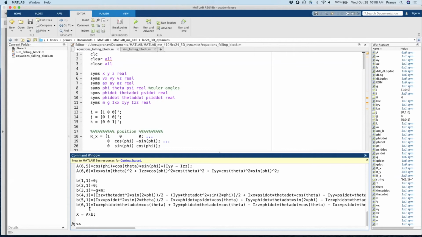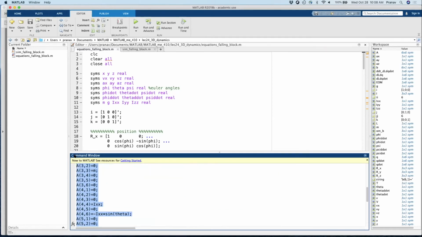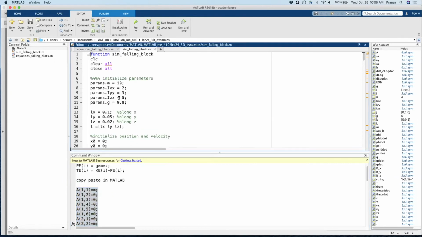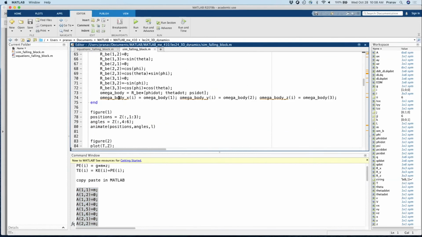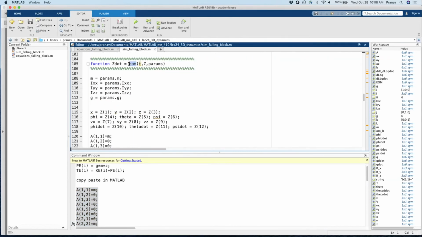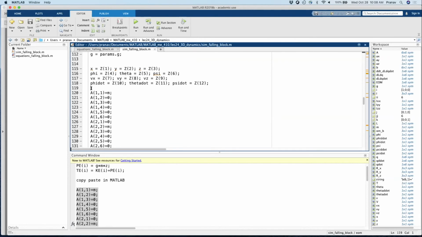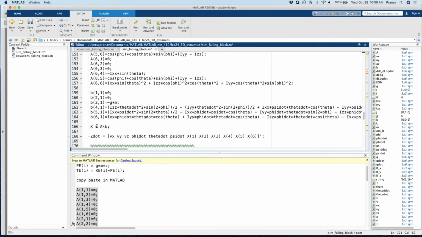So this is the A and B matrix, and then all I need to do is find the acceleration, x double dot. This part, which you've done for the rimless wheel, I would copy, and then wherever I wrote the ordinary differential equations, the right-hand side, the EOM, that's where I would paste it. This is copy pasted from running equations falling. That's it. That's the only part you need to paste. Essentially the same thing.